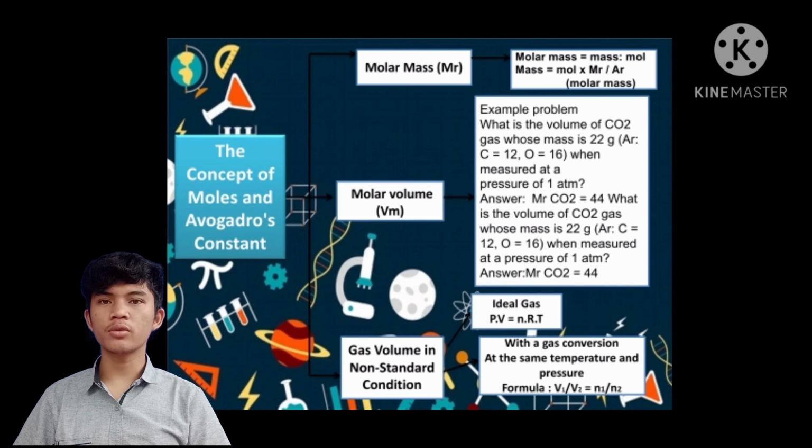3. Gas volume in non-standard conditions. Divided into: 1. Ideal gas, which has the formula PV equals nRT. 2. With a gas conversion at the same temperature and pressure. Formula: V1/V2 equals n1/n2.